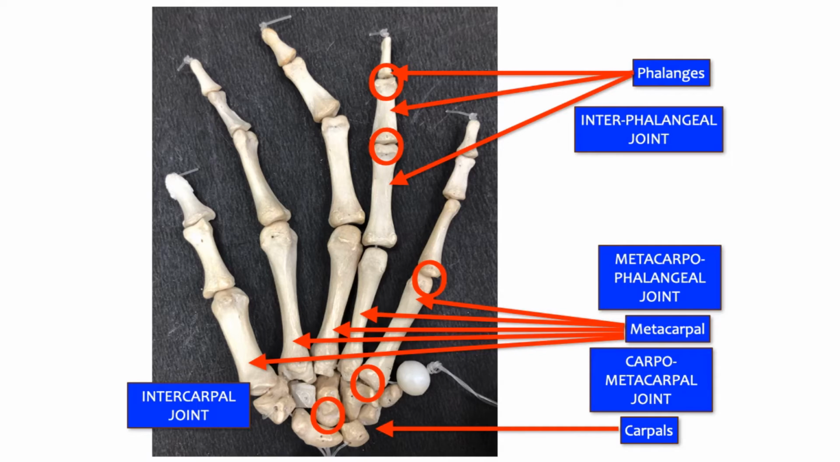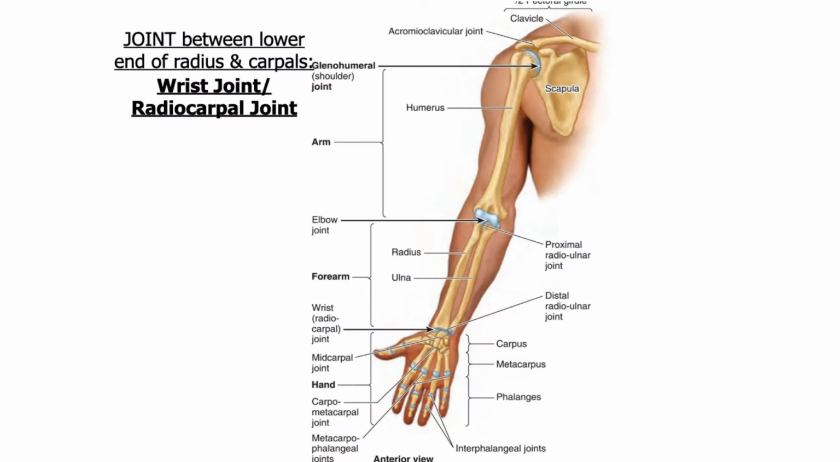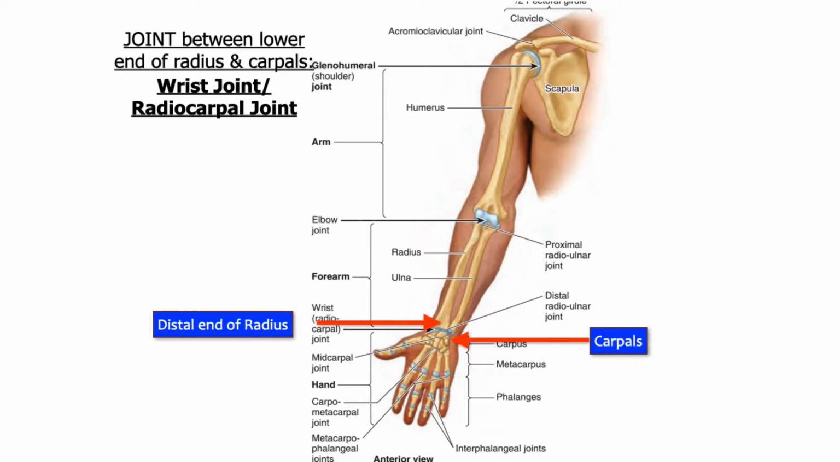Let us see another joint, which is the wrist joint now. The wrist joint is present between the distal end of the radius and the carpal bones. So if these are the carpal bones, we will study the details of the wrist joint, which carpal bones are involved, and which ligaments support the joint, in a future session. As of now, these are the carpal bones. This is the distal end of the radius, and we can see the radiocarpal joint here, which is commonly called the wrist joint.